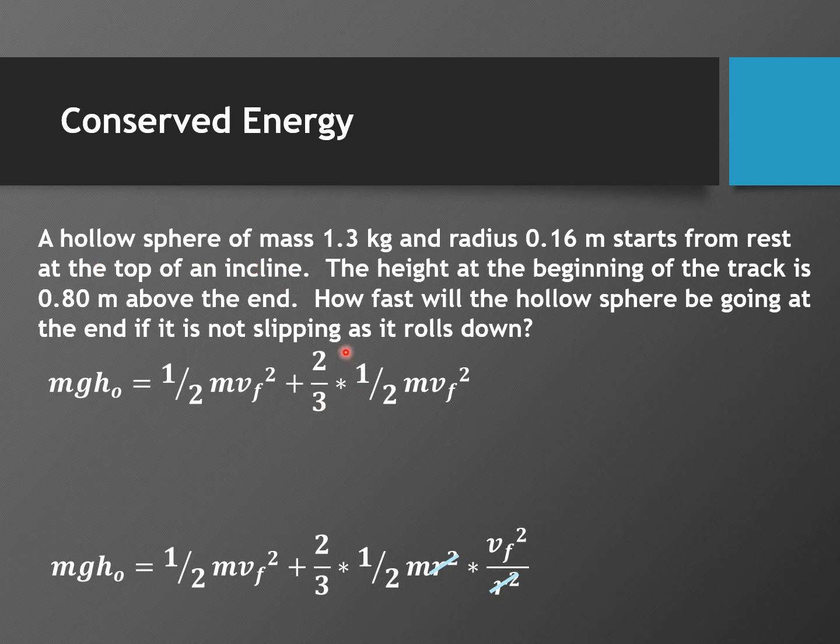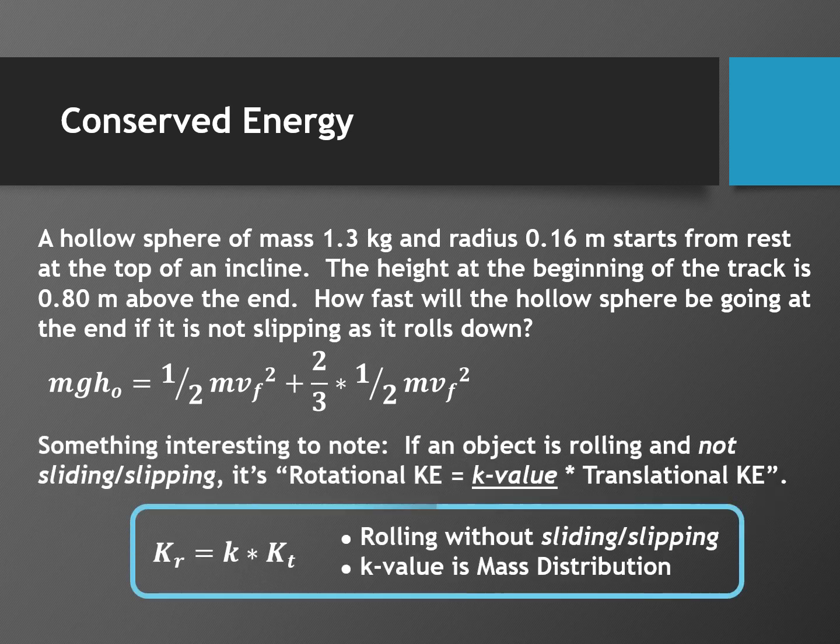When I found the moment of inertia, I had to have that k value times mr squared. The r squared cancel, and what I'm left with is that k value times 1/2 times mass times final velocity squared. Now what's interesting about this is that 1/2 times mass times the final velocity squared is the translational kinetic energy. So what you may notice is that the rotational kinetic energy, when we rearranged everything, was the k value times the translational kinetic energy.